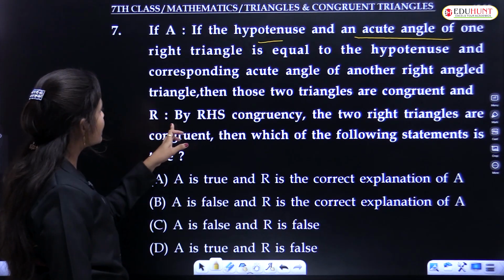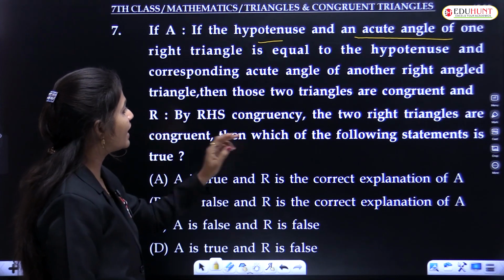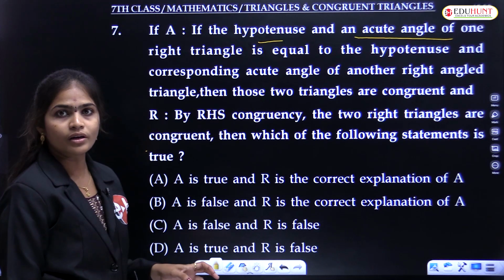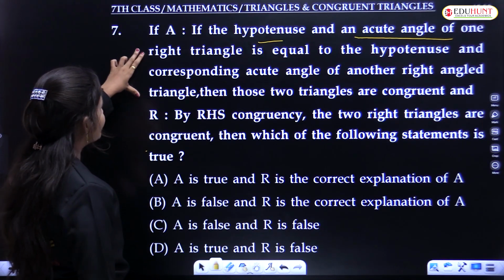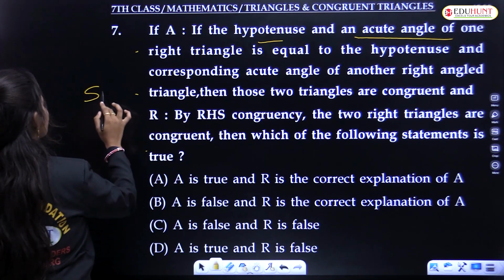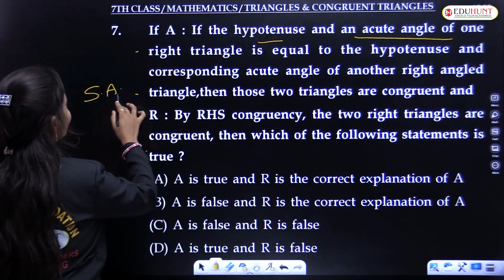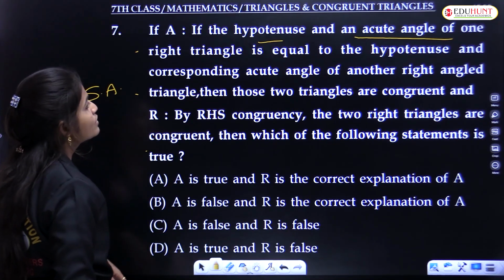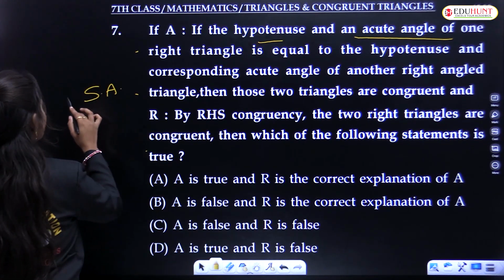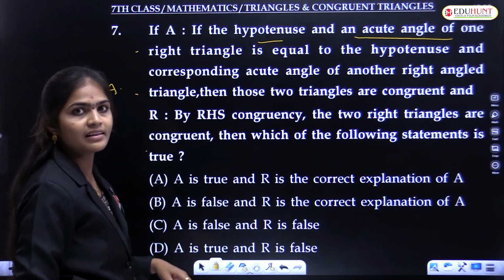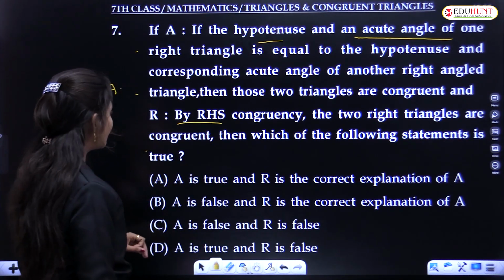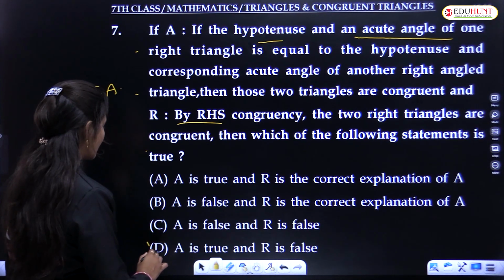Okay, the reason says that by RHS congruency the two right triangles are congruent, then which of the following statements is true? Here they are saying that according to the first one, they given the hypotenuse, so that is a side, and here an acute angle, so that is an angle, and here they given a right triangle, which means the right angles are equal, no? So this is related to ASA congruency, we can say that they are congruent only. But here they given that by RHS congruency. So that's why here A is true and R is false.